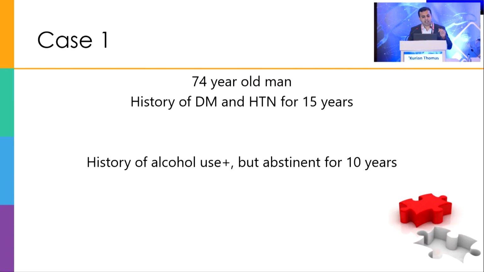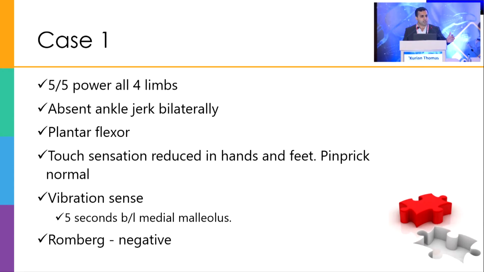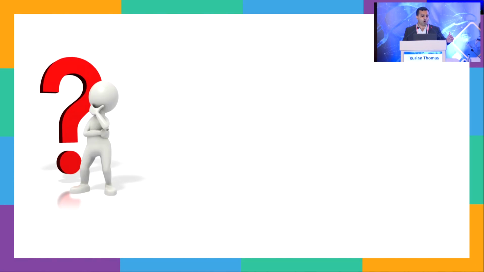So first of all, you have a 74-year-old man, diabetic, hypertensive for 15 years, history of alcohol use. He has presented with paresthesia in the form of numbness affecting the lower limb. And for the past 3 months, he has numbness involving the hands also. Clinical examination shows normal power. The ankle jerk is absent bilaterally. There is a graded sensory loss to touch, mildly diminished joint position sense and vibration sense, and Romberg's is negative. So a predominant graded sensory involvement.